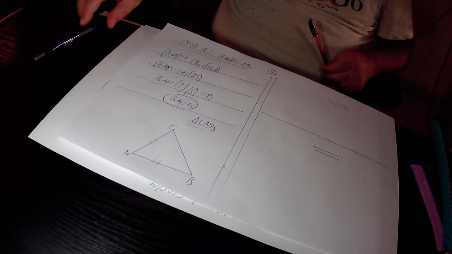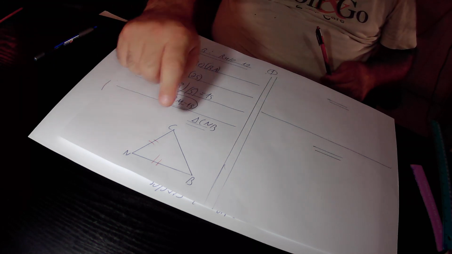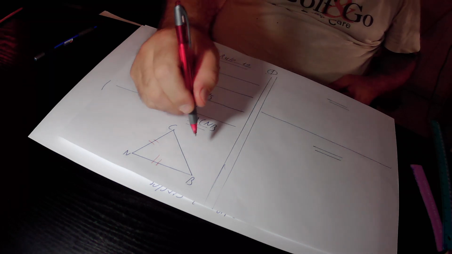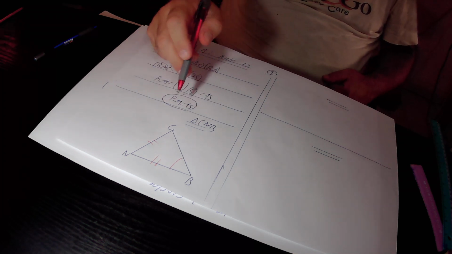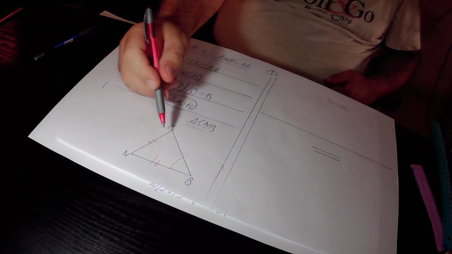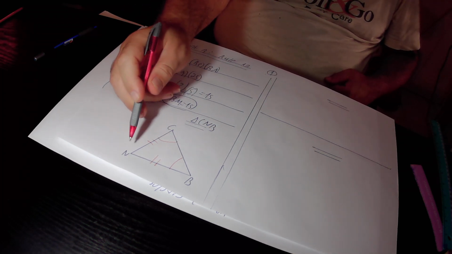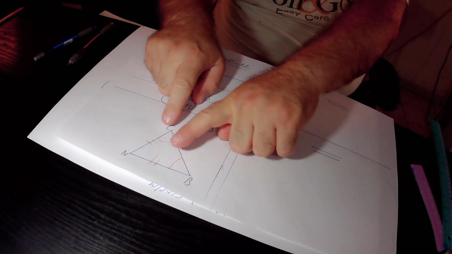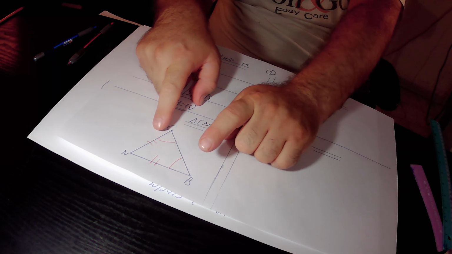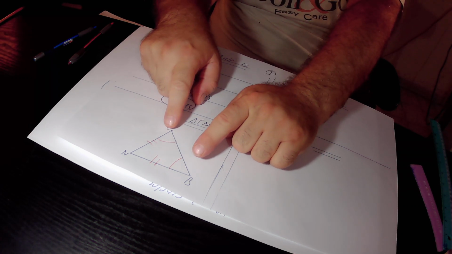So in front of this side CN, we have this angle that is actually angle CBN, and in front of this side NB, we have this angle that is actually angle NCB. And because those two angles are located in front of those two equal sides, they must also be equal to each other in their sizes, according to the rule that I mentioned.